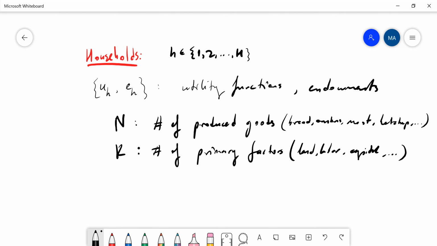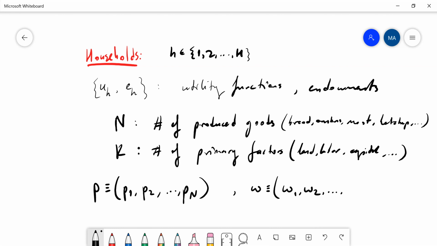Now, once again, of course, we want to have a price vector. So the price vector will be defined in this way for produced goods. And we will also have factor prices, and factor prices will be denoted by omegas. So P is the prices of products, the produced goods, and omega, or if you like, W, is the price of primary factors.